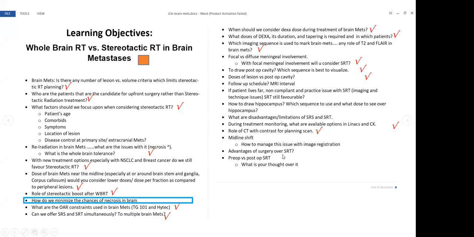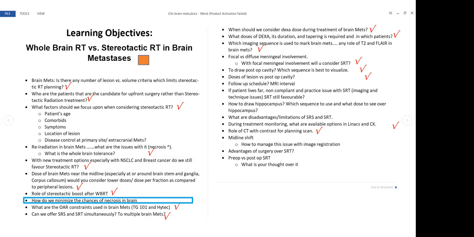Okay, advantages of surgery versus SRT. We discussed this thing. We discussed surgery in detail. Of course, if a patient is having a mass effect, brain herniation, midline shift, surgery is always preferred. But nowadays there is one trial going on. What they are doing, they are comparing surgery followed by radiosurgery with radiosurgery only.